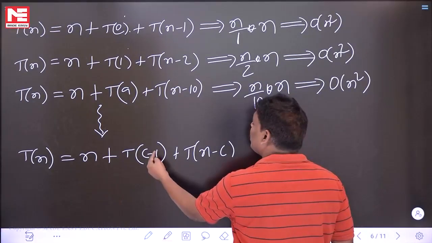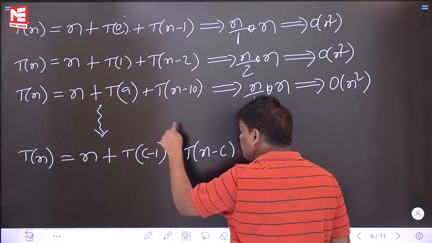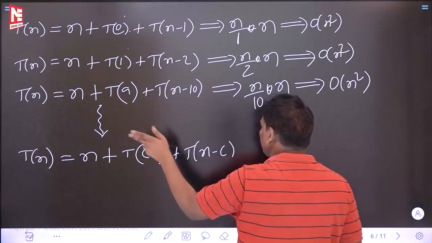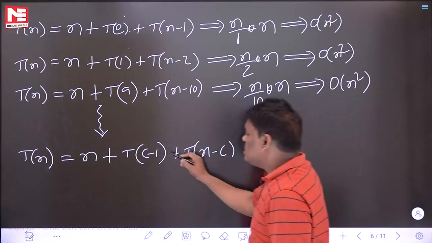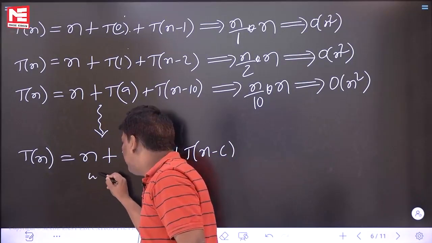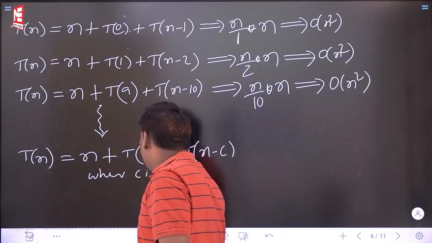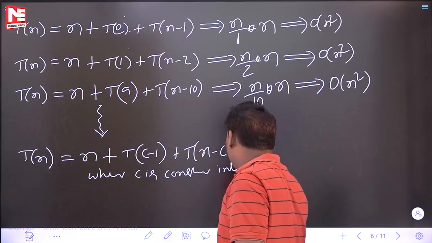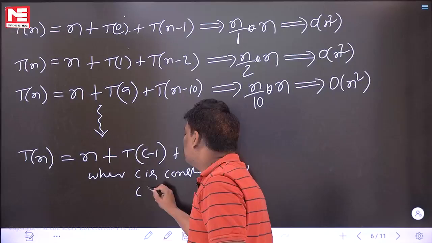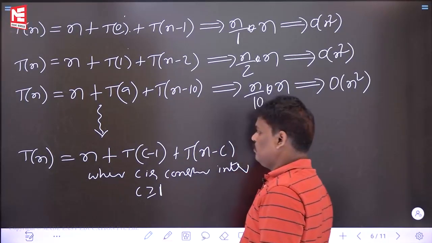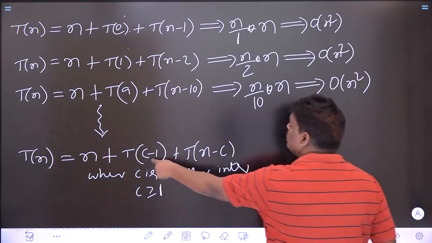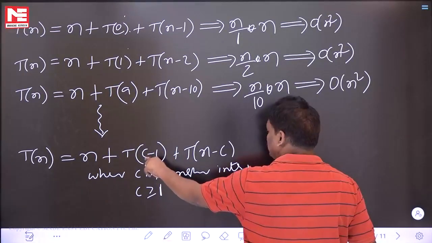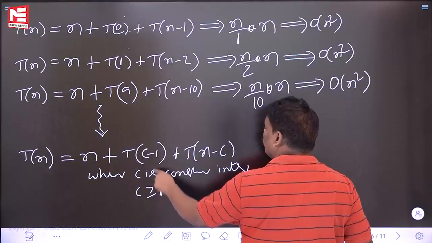Can you help me now? c minus 1, 1 pivot. c minus 1 plus 1 is c. c elements, right? Including pivot, c elements on one side, remaining is the other side, where c is a constant. Let me write where c is a constant integer. That is okay. And one more, c is greater than or equal to 1. Where c is constant, it cannot be a fraction, everyone knows. c is a constant integer, c is greater than or equal to 1, minimum is 1.